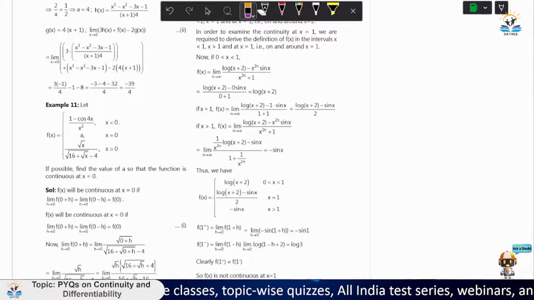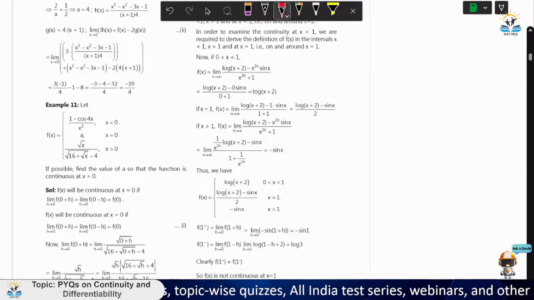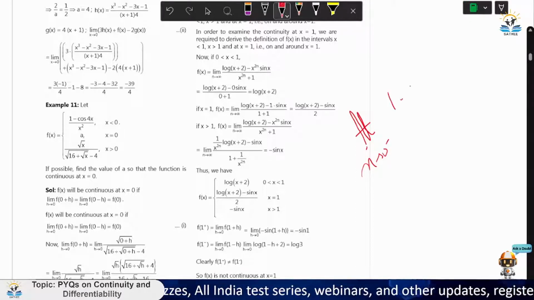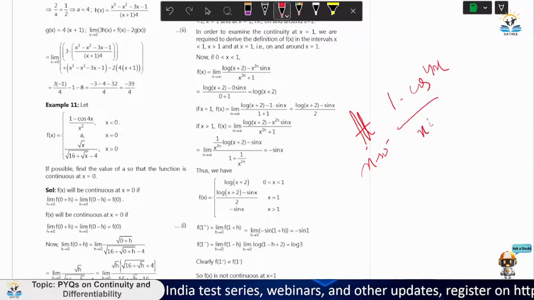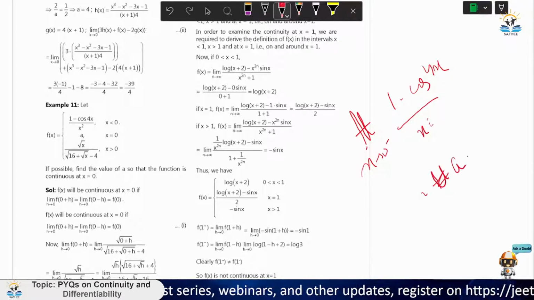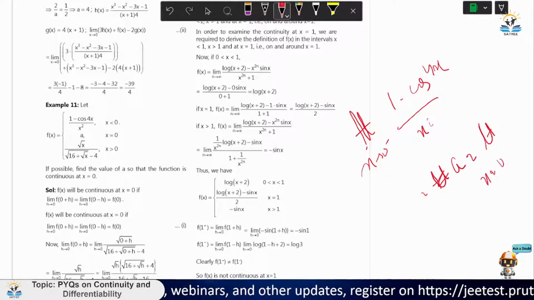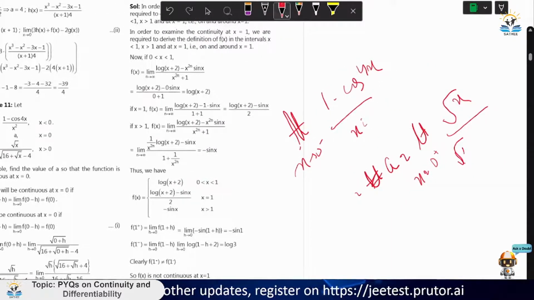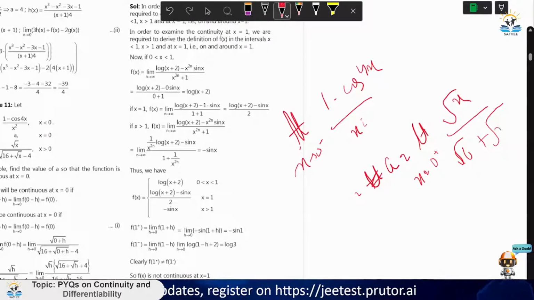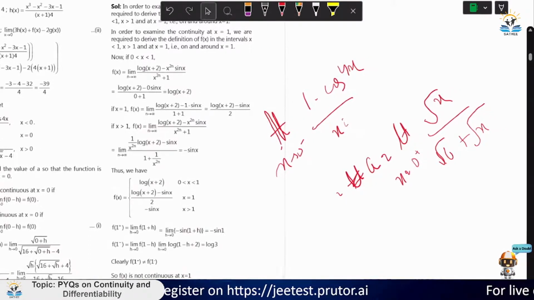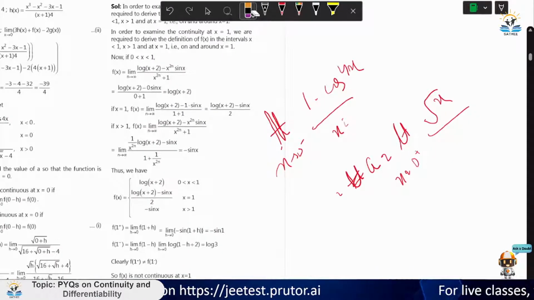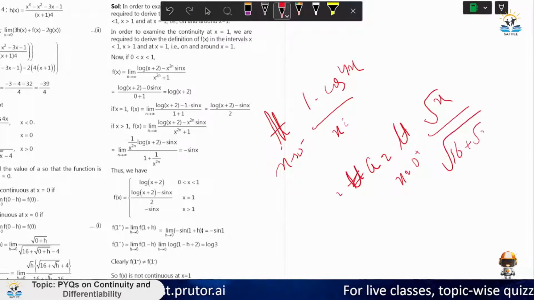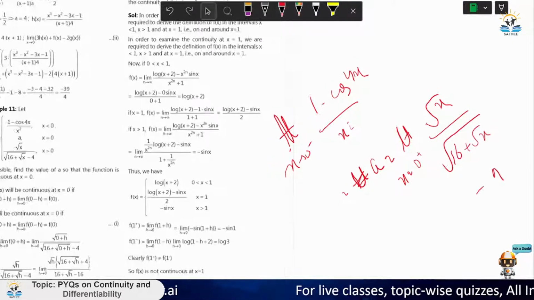So what do we know? At limit x tends to 0 negative, 1 minus 4 x square is equal to a is equal to limit x tends to 0 positive root x root 16 minus plus x. Okay, so I wrote it wrong. It is root of 16 plus root x minus 4. Right, so let's solve it.